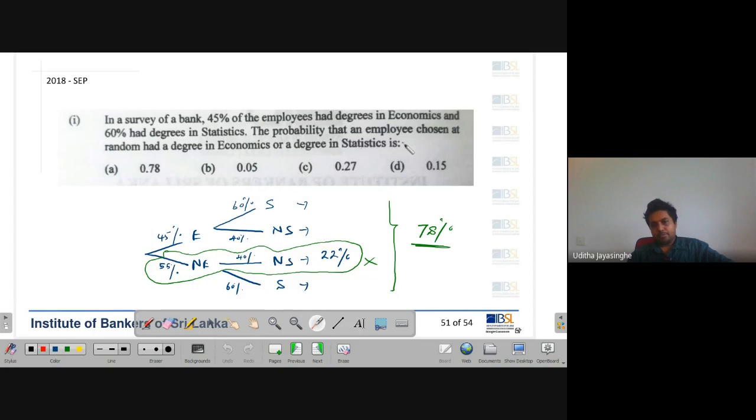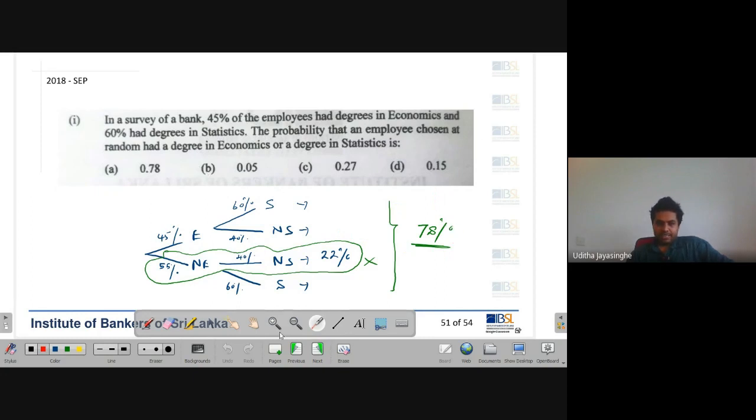What's the probability that an employee chosen at random has a degree in economics or a degree in statistics? That means either a degree in economics or statistics. So what I have to eliminate is non-economics and non-statistics. Non-economics is 55 multiplied by 40, that is 22%. So if I eliminate this portion, 78% is the answer, part A.